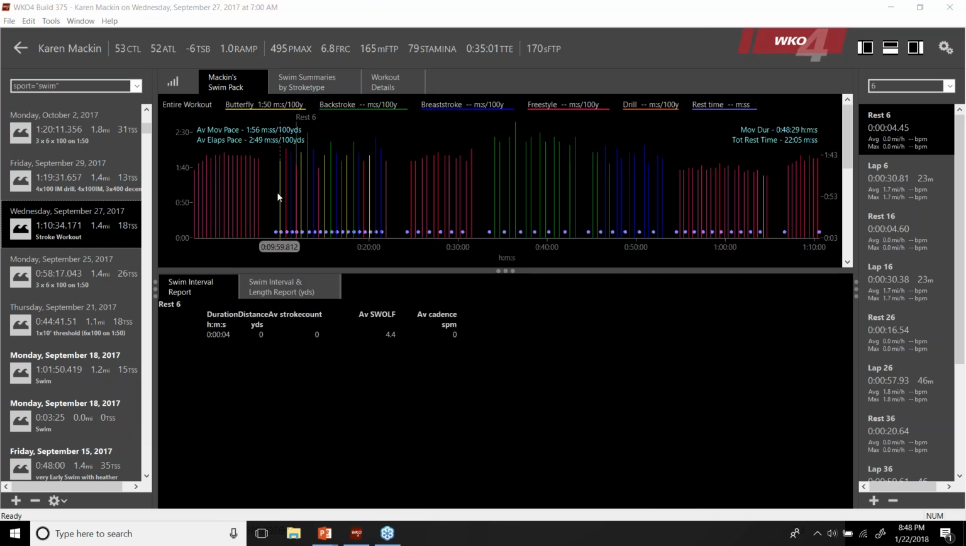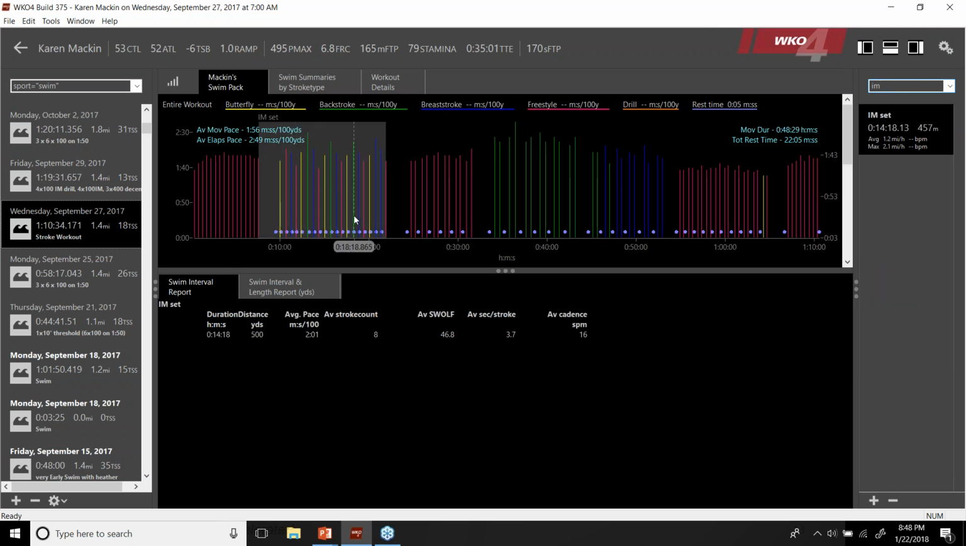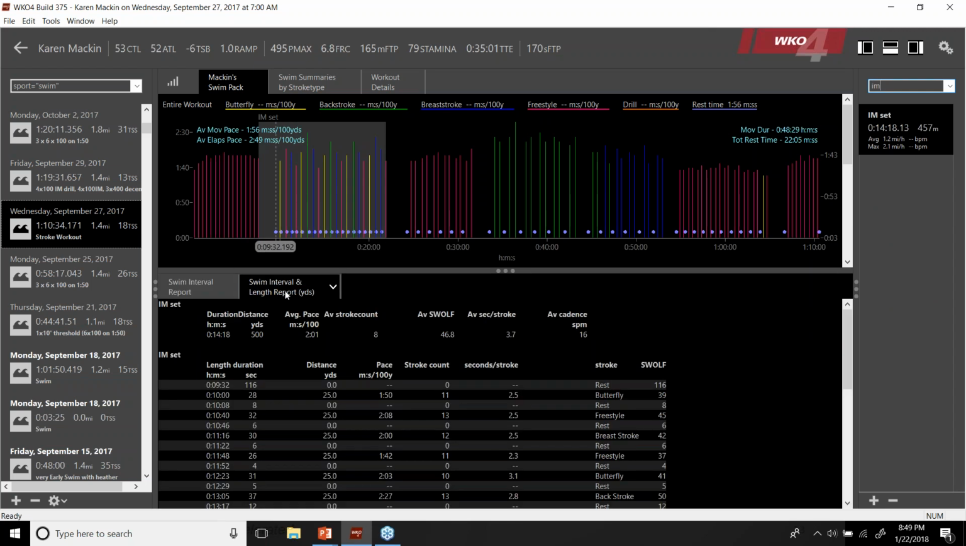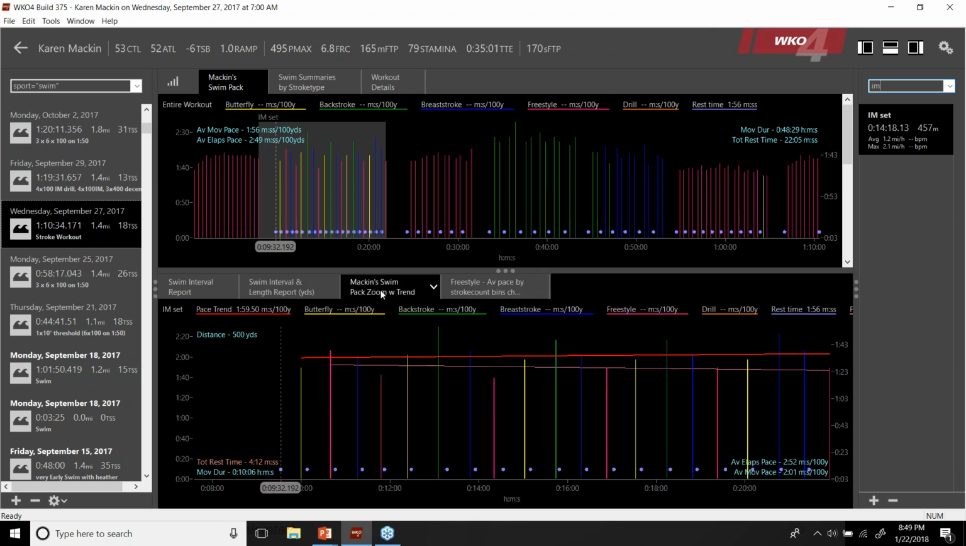I did some IMs, and I'm going to actually call up the IM set because I did create a range around that. I've got it highlighted here. It includes the rest time in there. And I can get, okay, here we go, it's coming in. All right, here's the Zoom, the Mackin Zoom for this particular set.